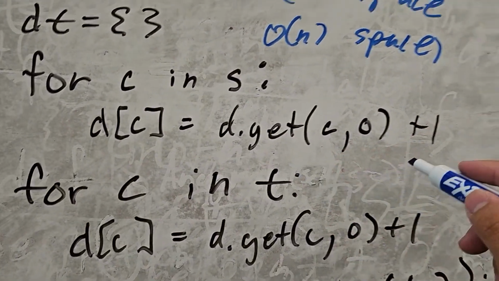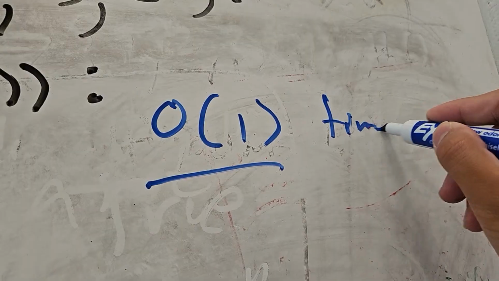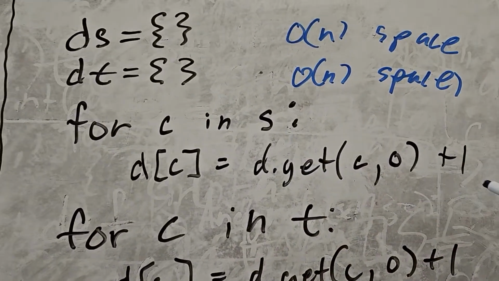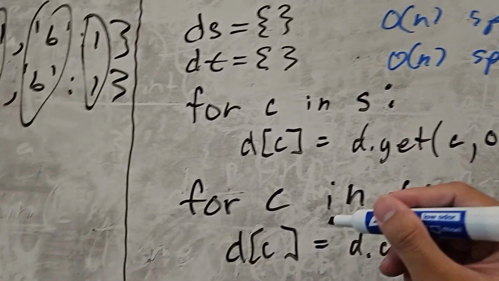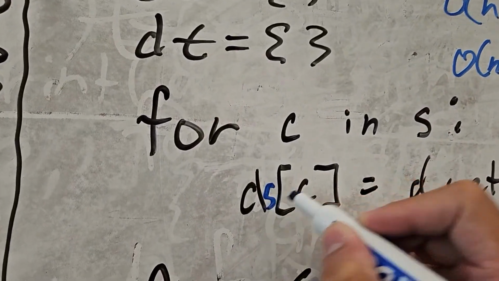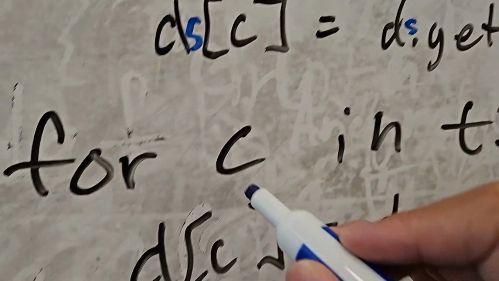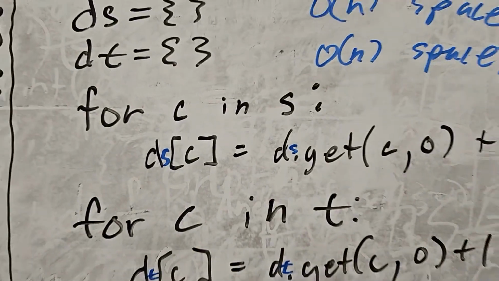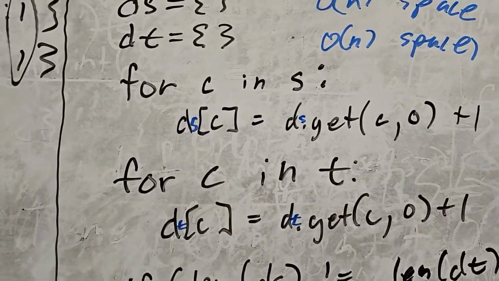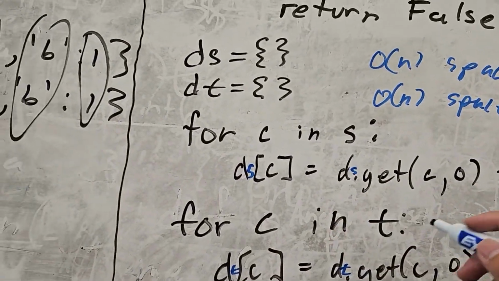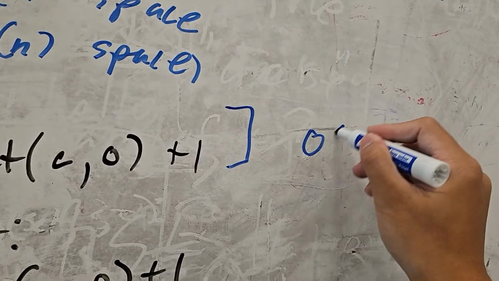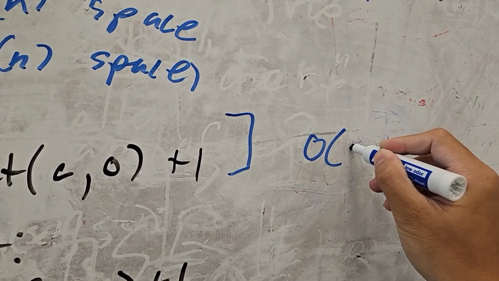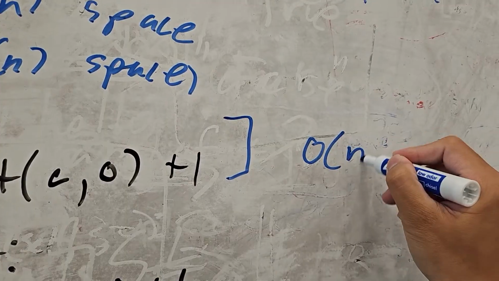And then O of n time. And then for C and S, D of C, D of T get. So this is a typo. This should be D of S here, D of S here, and then D of T here, D of T here. So yeah, typo is resolved. So this right here should be O of n still.